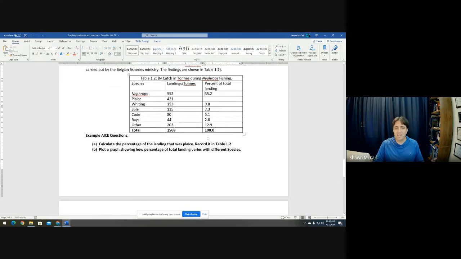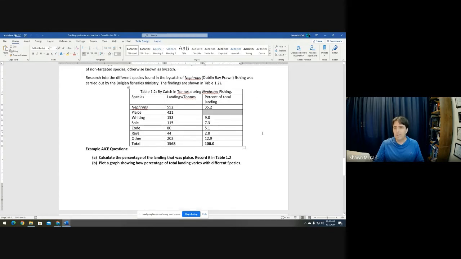All right, here's the example question. Calculate the percentage of the landing that was plaice. Record it in table 1.2. Now, you'll notice that there's a blank here. That's essentially telling you to write the proper number in that blank based on the data that you see here. In our particular assignment, because you're just drawing two graphs on graph paper, obviously you're not going to be able to do this. You're looking at a PDF file. Don't worry about it right now. But I do want you to figure out that number because you should be using that to graph with. Okay, so just keep that in mind.